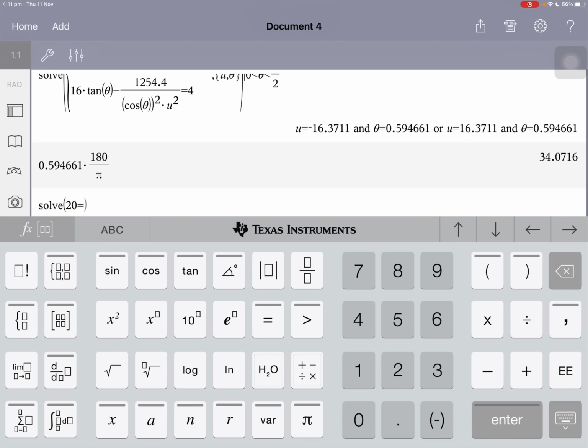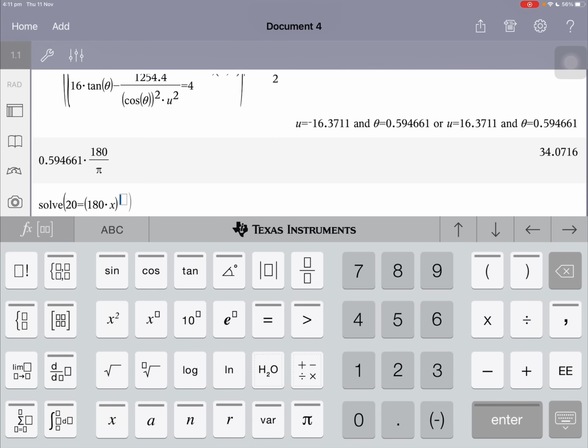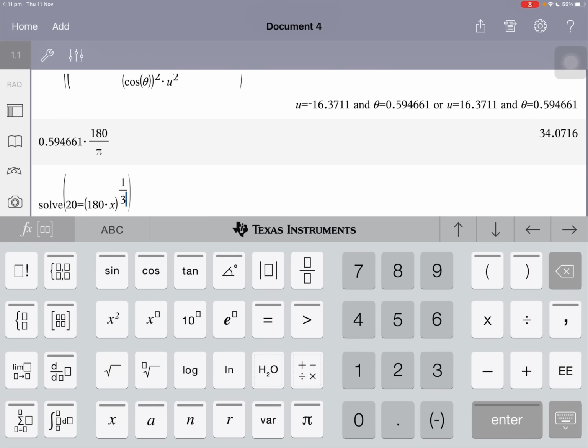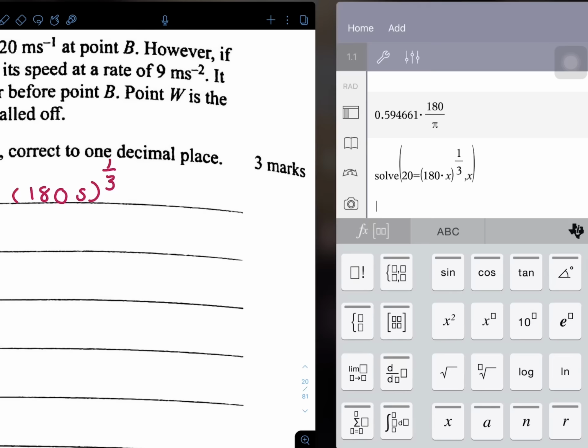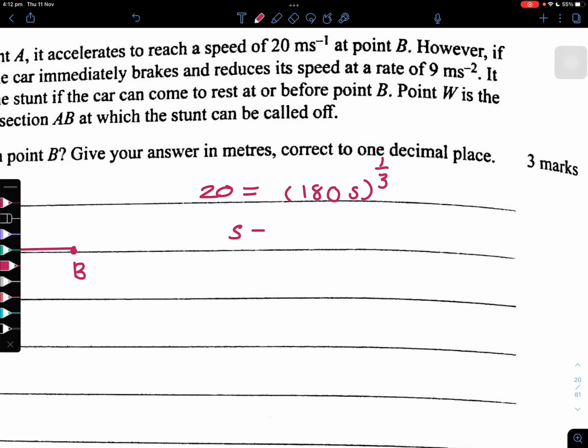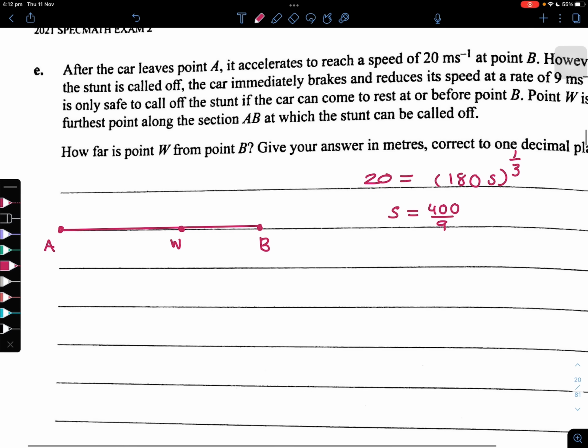And let's solve 20 equaling 180 times s. I'm just going to use x, to the power of 1/3, right? 400 on 9. Okay. s is equal to 400 on 9. So this tells us that this whole length here, the whole distance that he goes, is 400 on 9 meters.